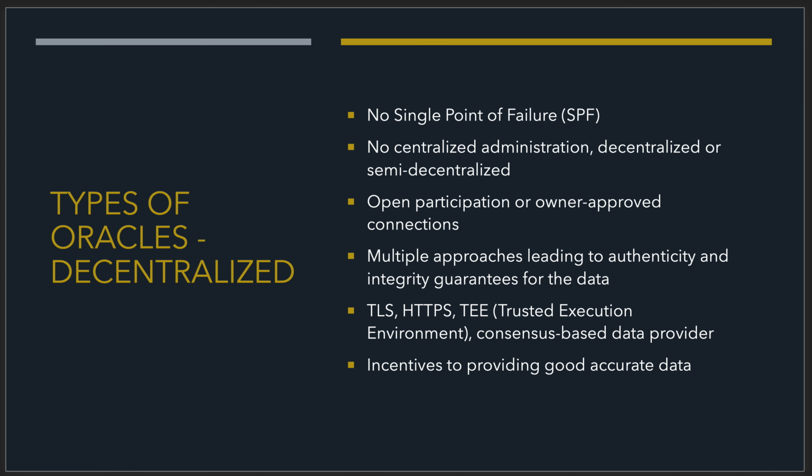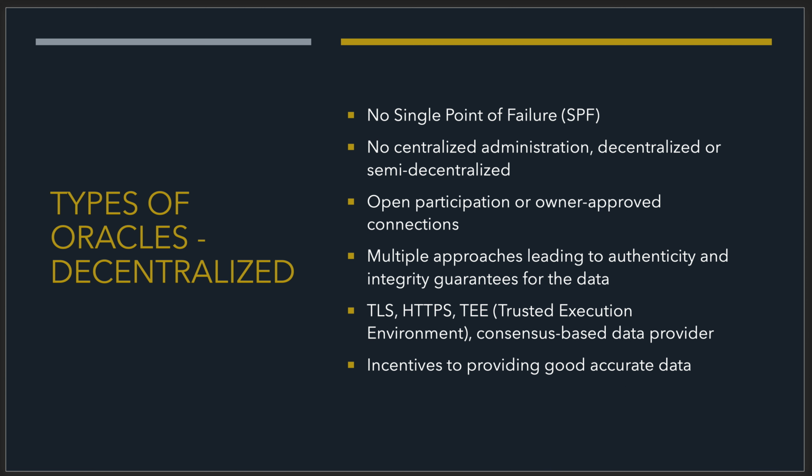Now the other one is centralized versus decentralized. And even with the private data providers, or others, you really don't get a single point of failure wherever your contract resides. You have the data points and you can pull them down. The companies that are selling these on the publish subscription model really have gone to a decentralized viewpoint. So while it may not have a centralized administration, decentralized or semi-decentralized, there is open participation of owner-approved connections, right? So you have to do the process to get approved to attach to the API and use the data. Now, there are multiple approaches leading to authenticity and integrity guarantees of the data.